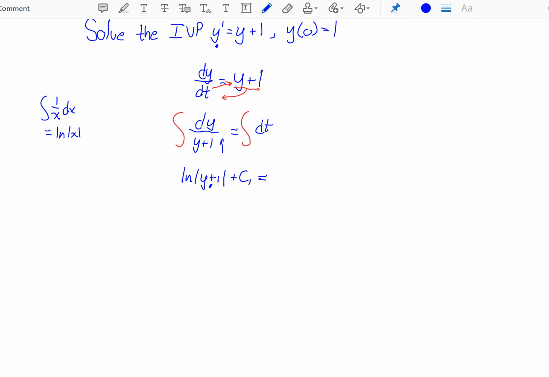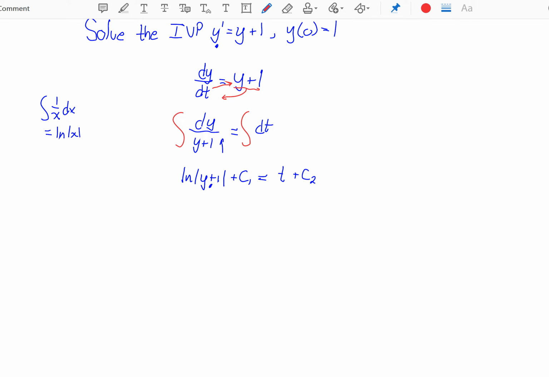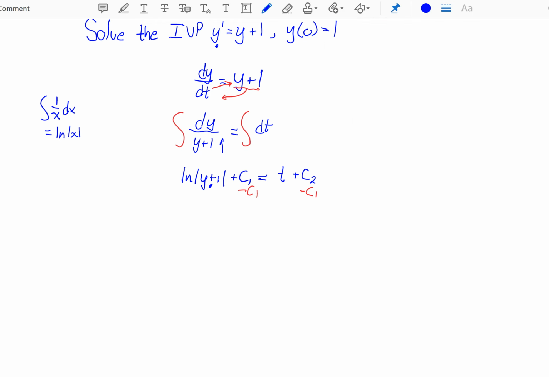The right-hand side, the integral of dt, is just going to be t plus some constant of integration. Now, I'm not sure why I decided to write both these constants, because from our previous work, we know we're going to combine these two constants right away. So maybe I should have just written my solution as natural log of the absolute value of y plus 1 equals t plus c.